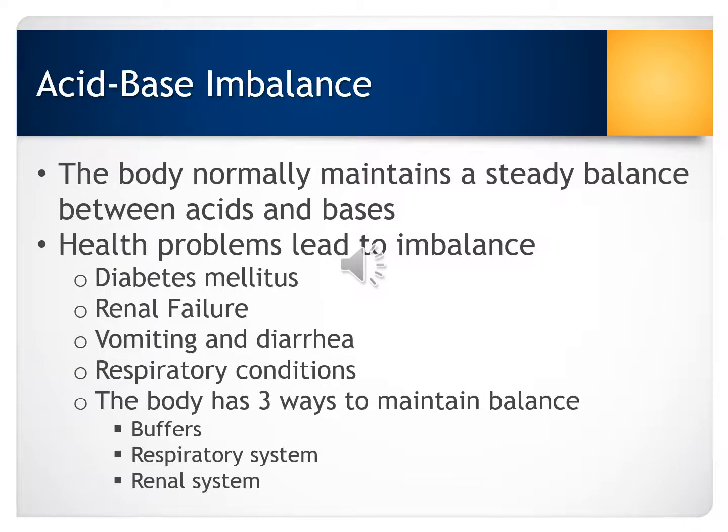The body normally maintains a steady balance between acid produced during metabolism and bases that neutralize and promote the excretion of acids. Typically, your body does this independently, but there are some health problems that can lead to imbalances in the acid-base balance. Common health problems include diabetes, renal failure, vomiting and diarrhea, and respiratory conditions, a common one being COPD, chronic obstructive pulmonary disease. But the body has three ways that it tries to maintain balance: buffers, the respiratory system, and the renal system.